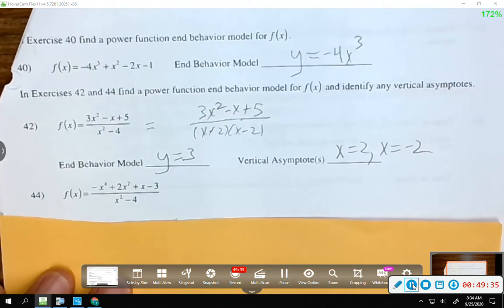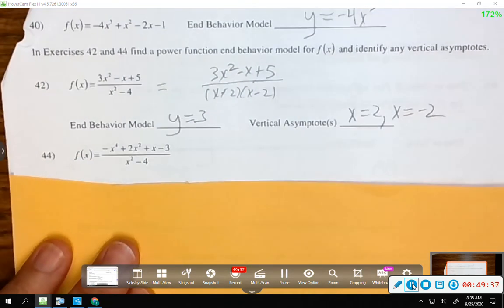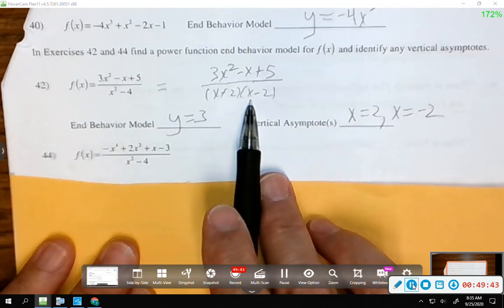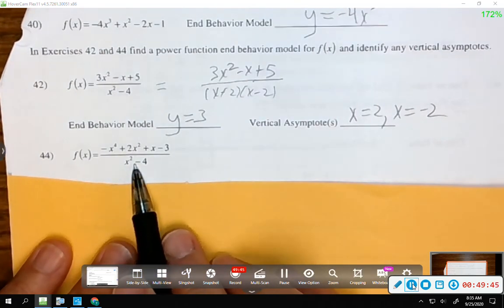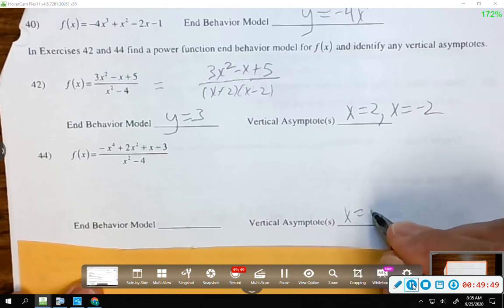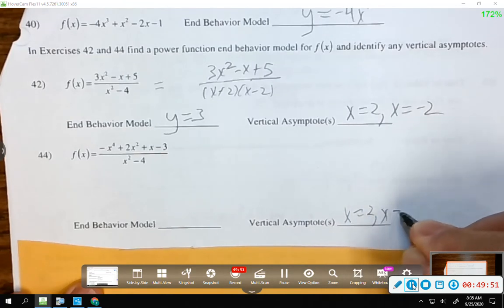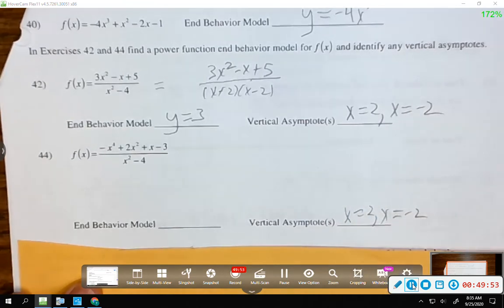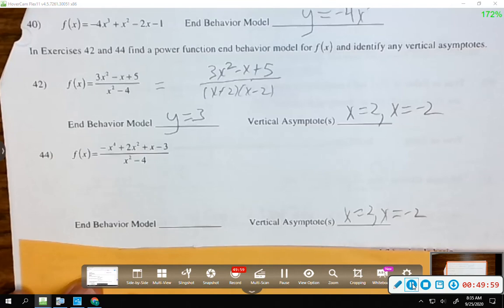Okay? Now the degree on top is larger than the degree on the bottom. We shouldn't have to factor this again. We can tell x equals 2 and x equals negative 2 are going to be the two vertical asymptotes. Okay? And if it wants to know a power function end behavior model, technically you should do long division here to find out the complete end behavior model.